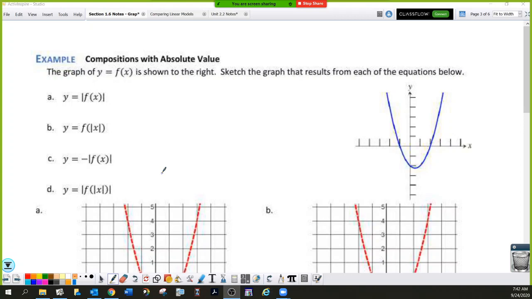I have a parabola for you over there. You don't need to know its equation, that's unimportant. What we are going to do is the absolute value of that parabola. We're going to do f of the absolute value of x for that parabola. And then we're going to do a couple other neat things. We're going to apply a reflection to the absolute value of f of x. And then we're going to do the absolute value of f of the absolute value of x.